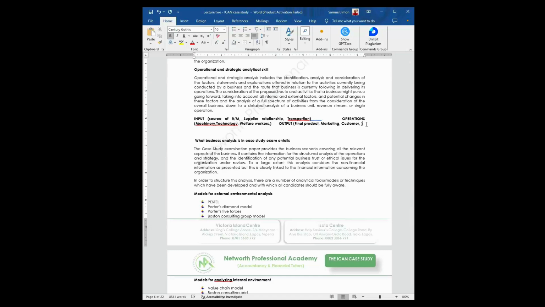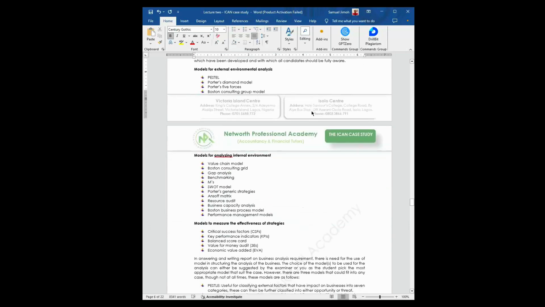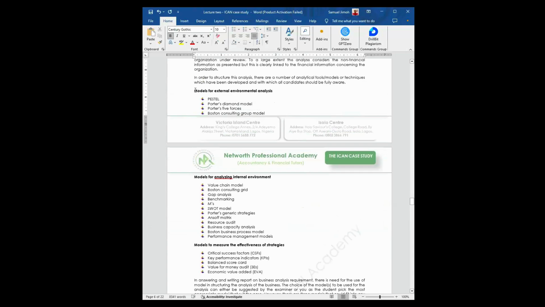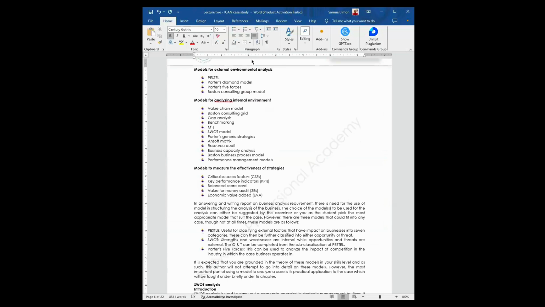Most of the time, because this is an analytical skill, there are tools we use in doing business analysis. What are those tools? They are the models. These are the models that you have learned in your CSME. Remember, I told you under the technical skill that you have to revise some models under CSME. You have to revise some other things under PM and SFM, under CR and FR. So these are the models.